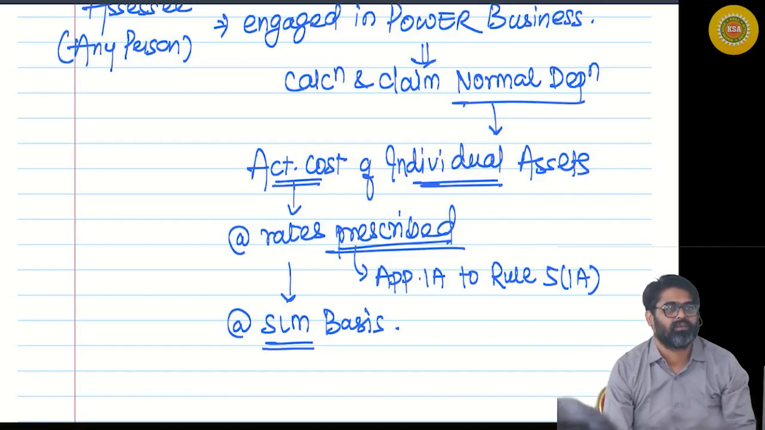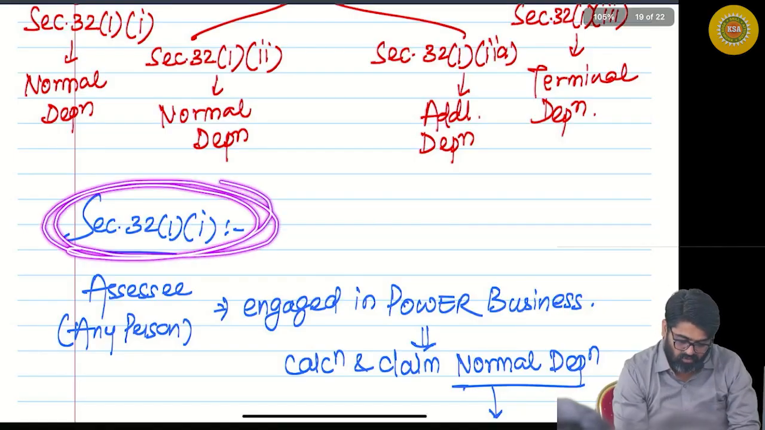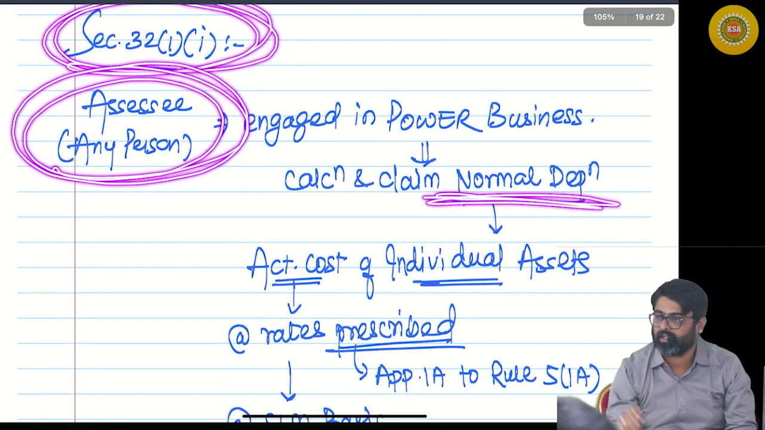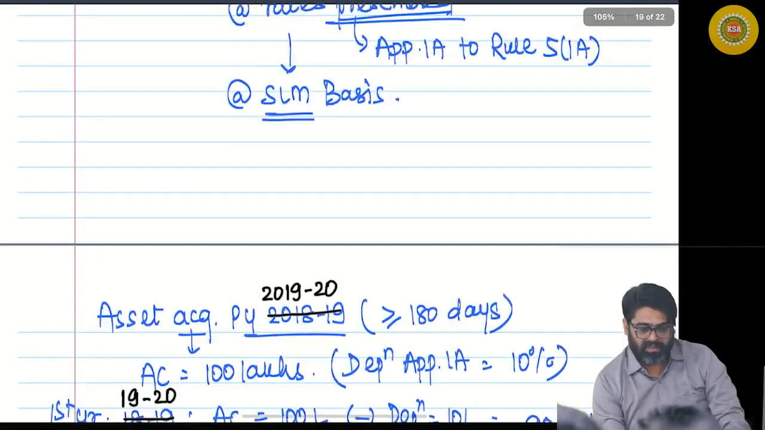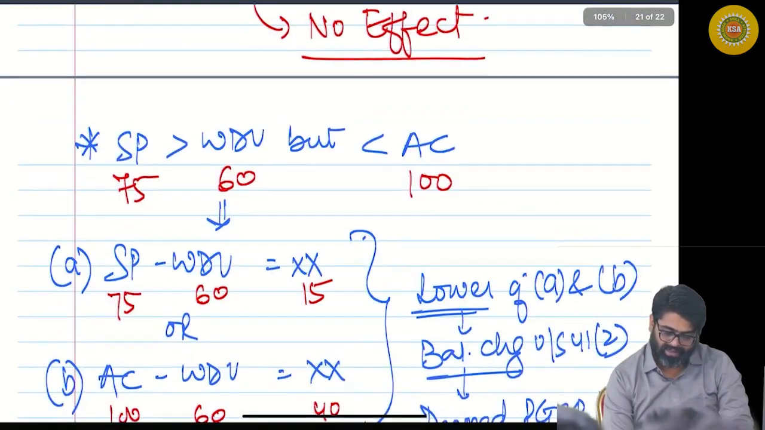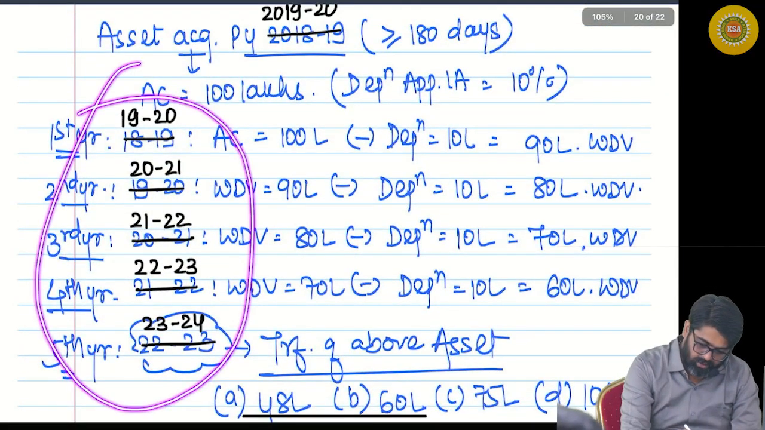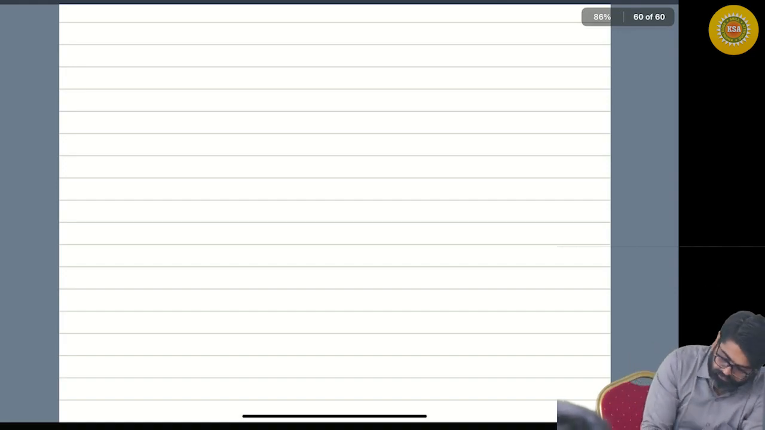Depreciation under section 32(1). These types of assessees will calculate their normal depreciation in this manner. Now, a simple thing. I'm giving you one example. This example has old years, I'll take new years. Pay attention.